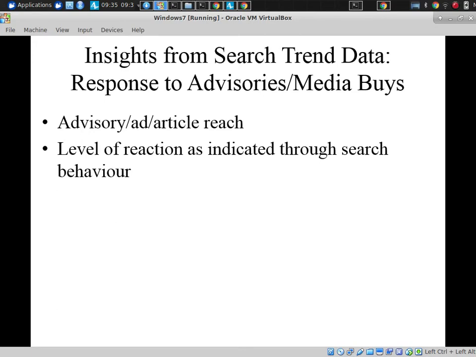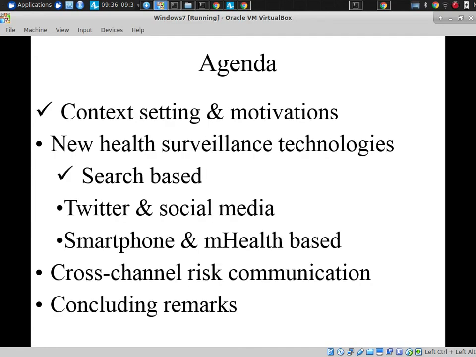It does feature as an important tool for understanding the effects of advisories and media buys. So if you do a media buy, if you put in place an advisory on one day, you may be able to use it to see a change in people's responses in terms of information seeking subsequently that gives you a sense of how long is that media buy having an effect and what is it leading people to search for, which is often interesting.